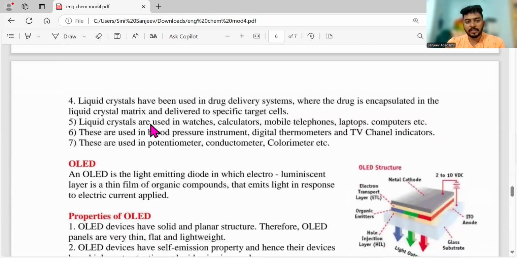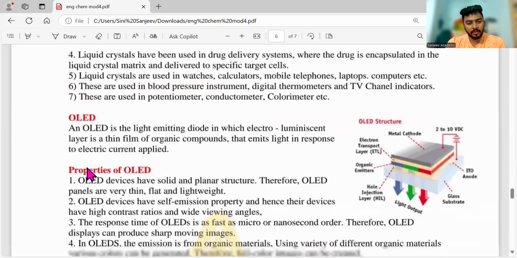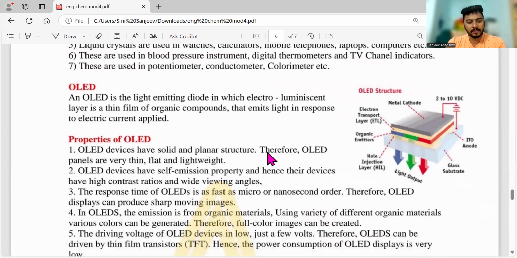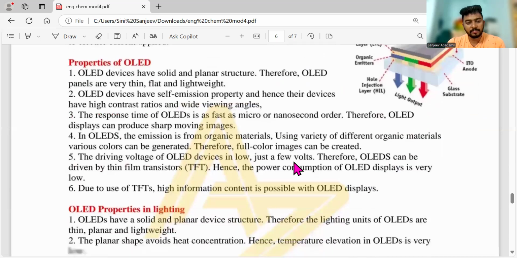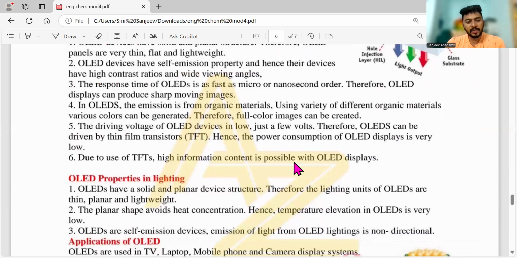So again, you can just write it in your own words. OLED. LED is nothing but light emitting diode. So OLED is nothing but if I apply current, it will emit light. That's the thing. Then properties. Self-emission property. They are solid in nature. The response time of OLED is as fast as micro or nanosecond, that is 10 power minus 9. Then it is used in TFT, thin film transistor. Due to the use of TFT, high information content is possible in OLED display.